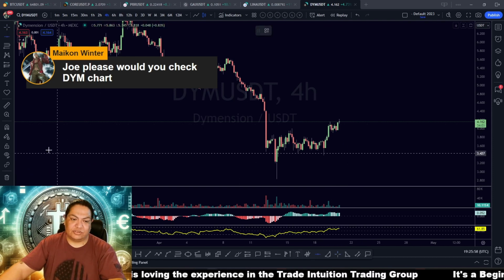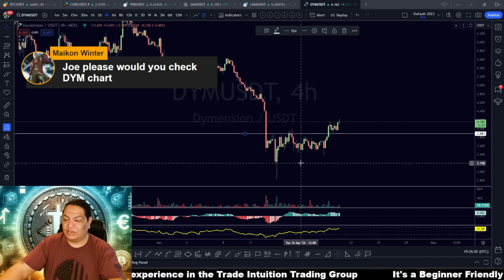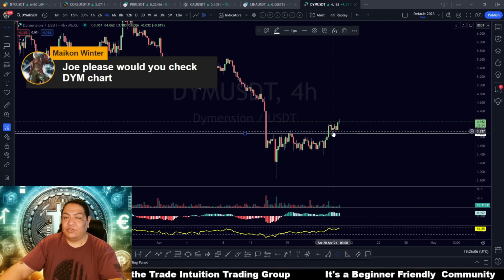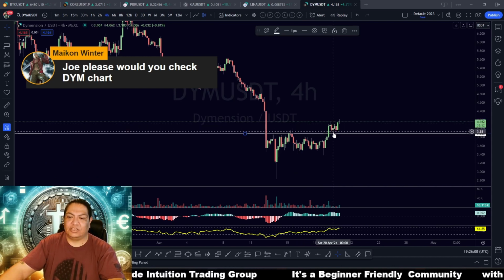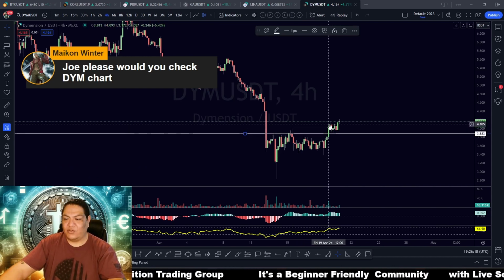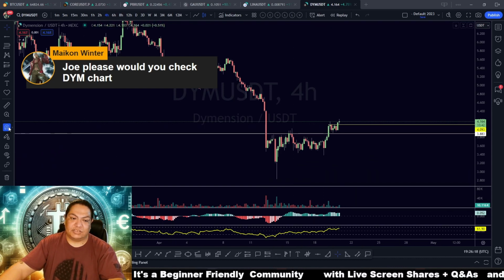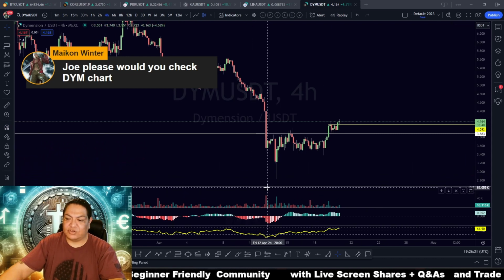So let's go ahead and show all this stuff. So here's our level of resistance. It broke above it. Then it did a beautiful retest. Absolutely gorgeous retest. And now it broke above this new level. So this is an entry. This is a definite entry.